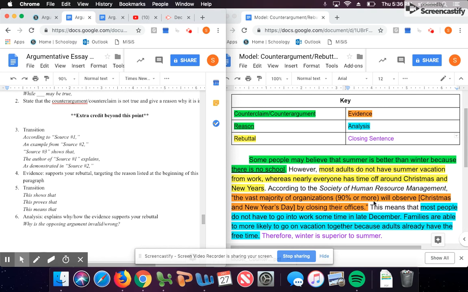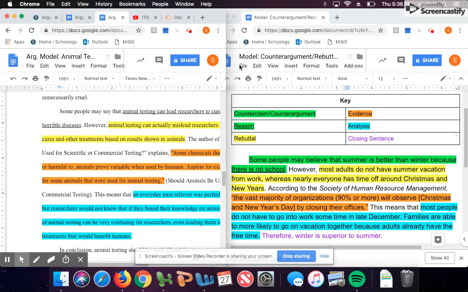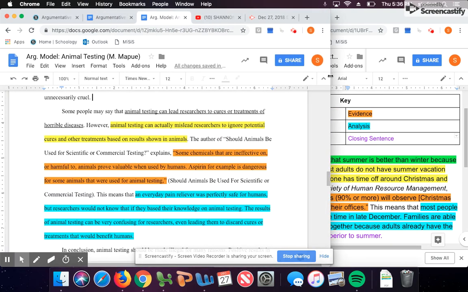That's a paraphrase in simpler terms. And then the second one is why does this matter? Well, because they're more likely to go on vacation as opposed to summer, right? It brings it right back to your claim. Therefore, winter is superior to summer. Again, just a restating. It's just like restating your topic sentence up here. Let's go back over to the animal testing paper now.